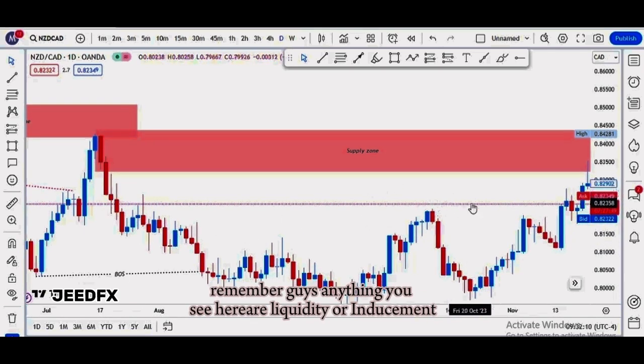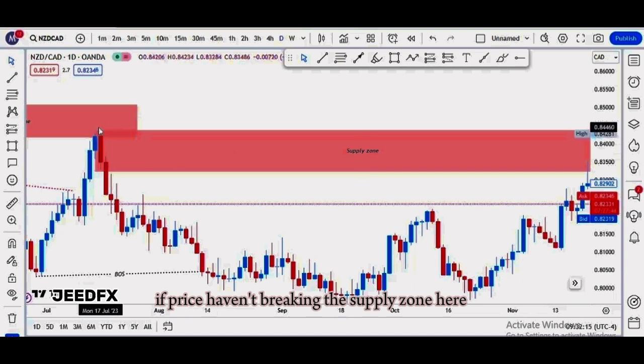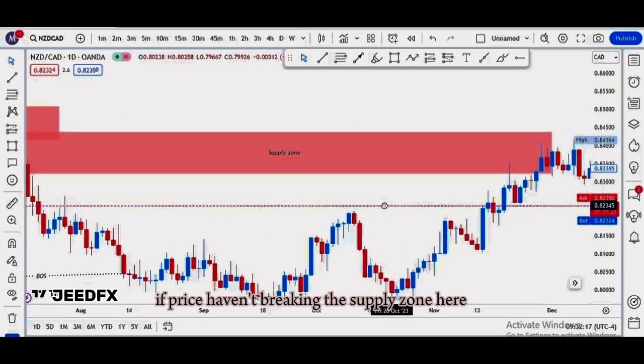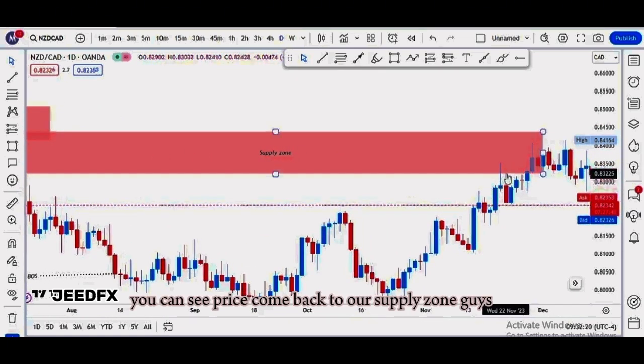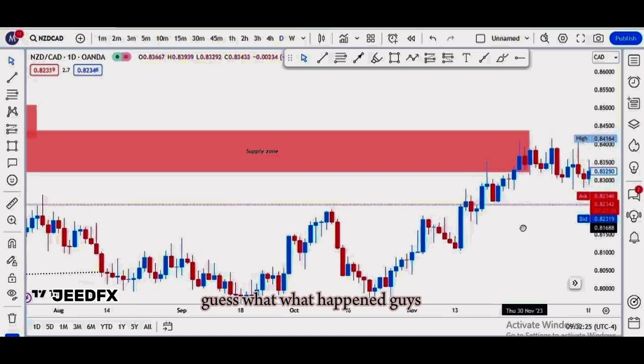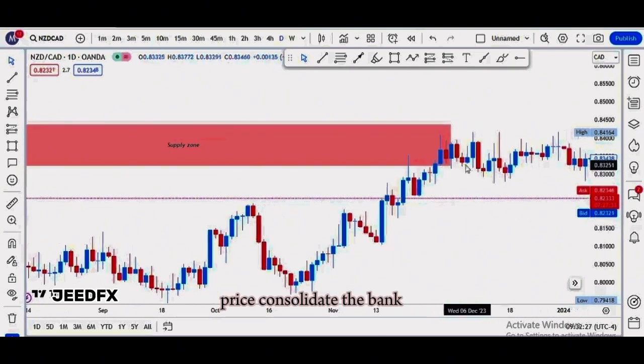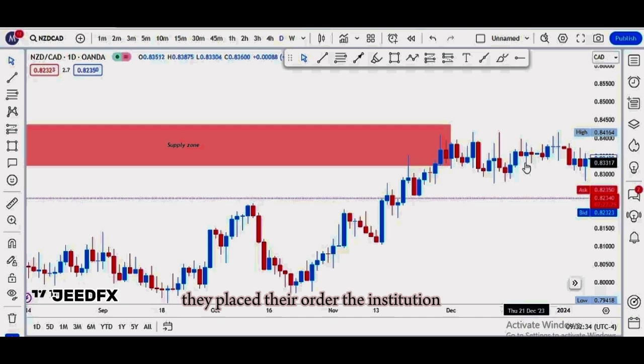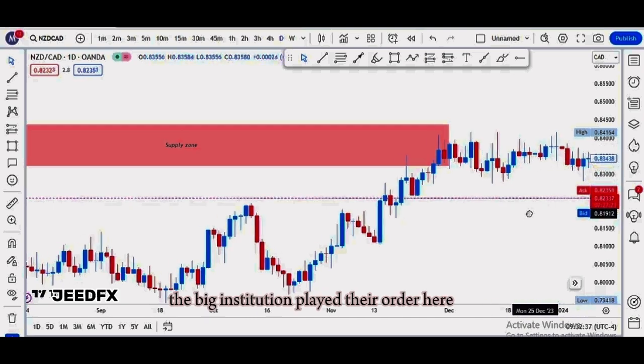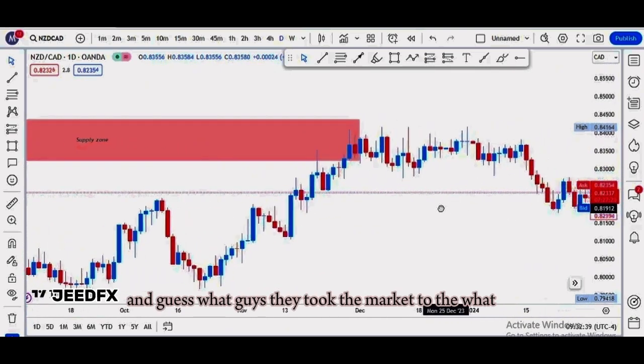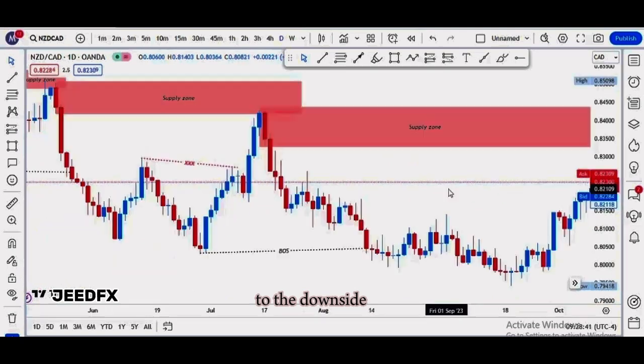Remember, guys, anything you see here, liquidity or inducement, if price hasn't broken the supply zone here, you can see price come back to our supply zone, guys. Guess what happened? Price consolidates. The bank, the big institution, places their order here, and guess what, guys? They took the market to the what? To the downside. That's literally how the market structure works, guys.